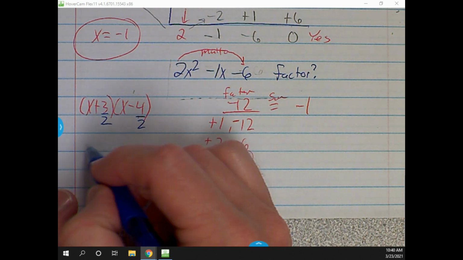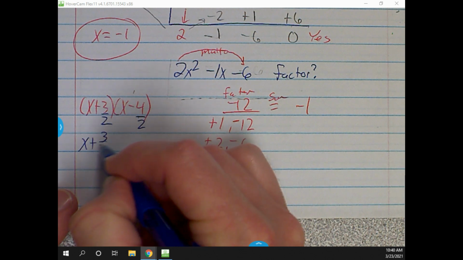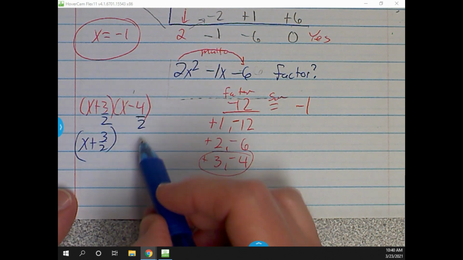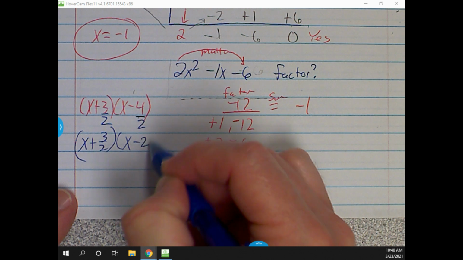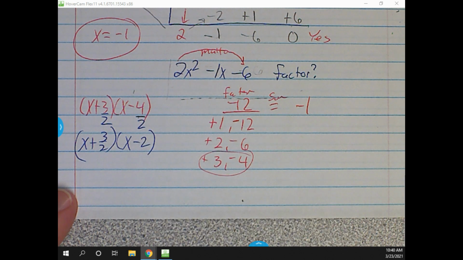Okay, so this one's going to stay x plus 3 over 2 because that won't simplify. This one, if you do 4 divided by 2, that will simplify. You get x minus 2.